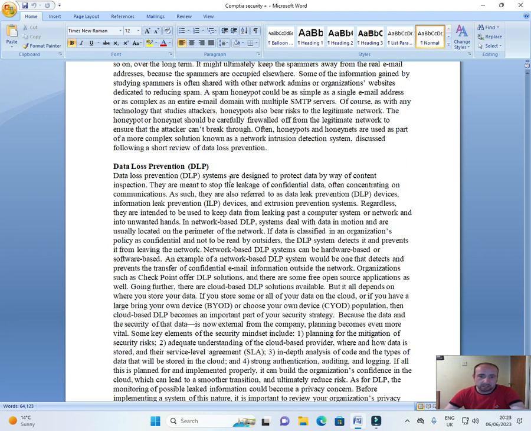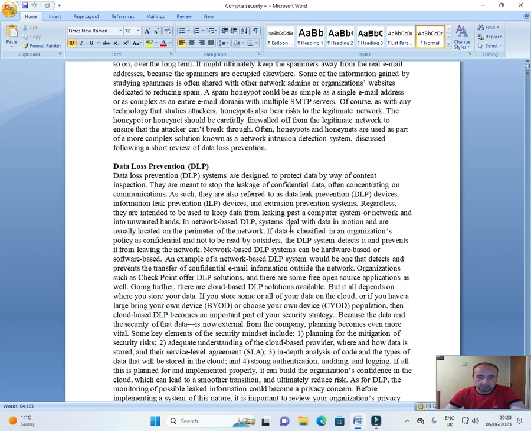Data loss prevention (DLP) systems are designed to protect data by way of content inspection. They are meant to stop the leakage of confidential data, often concentrating on communication. As a result, they are often referred to as data leak prevention (DLP) devices, information leak prevention (ILP) devices, and extrusion prevention systems. Regardless, they are intended to be used to keep data from leaking past a computer system or network and into unwanted hands.